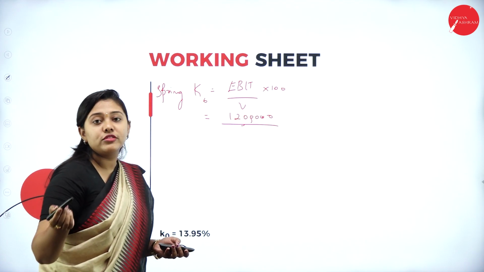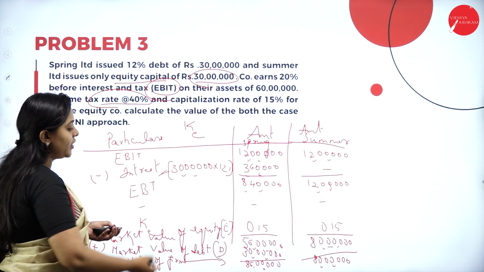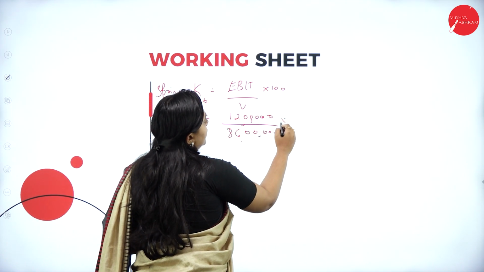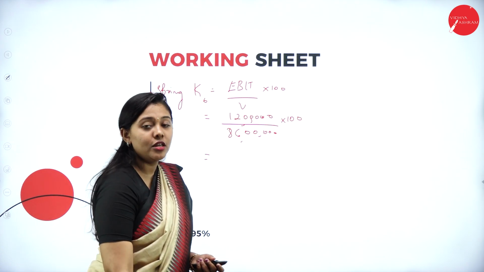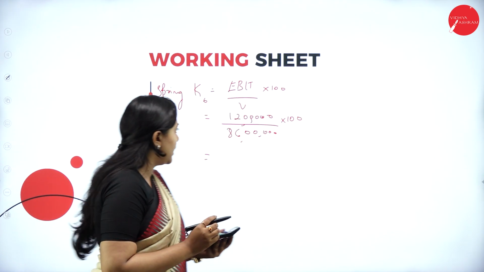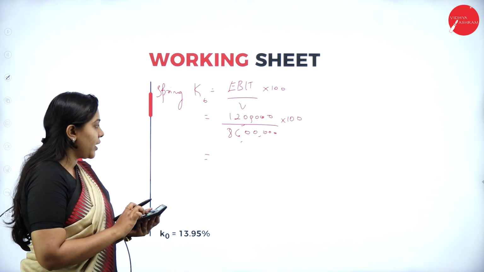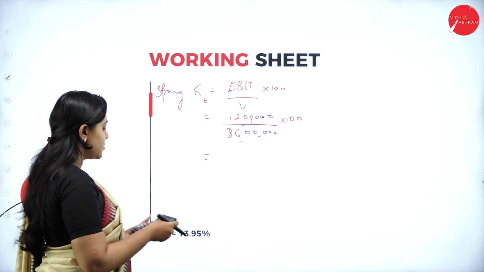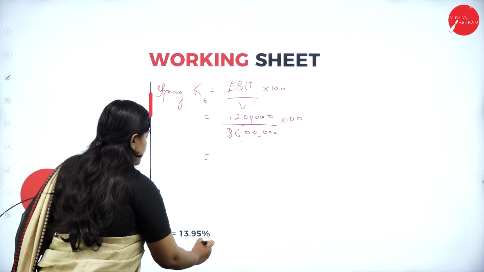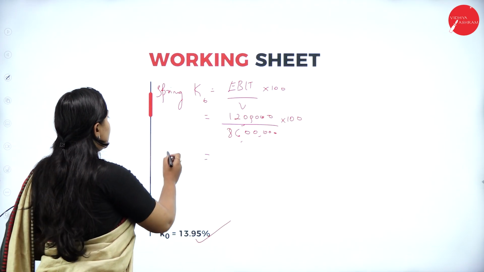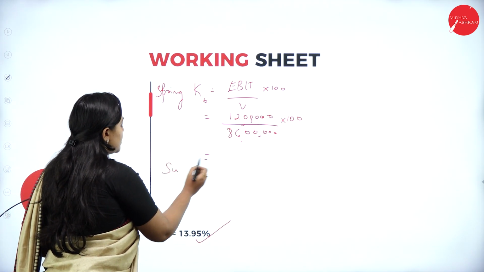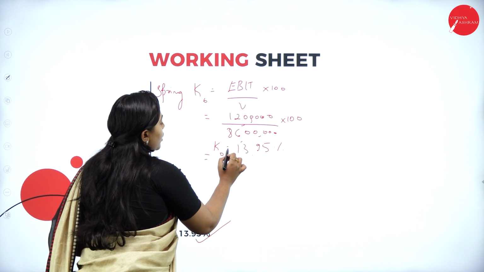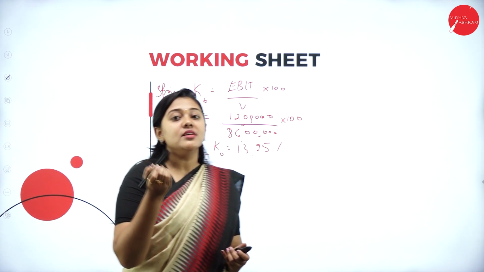What is the value of the firm, my dear students? Now we have calculated 86 lakhs. So 86 lakh into 100. If we do it, what will be the answer? Let's check it out using the calculator. So 12 lakh divided by 86 lakh into 100. If we do, the answer is 13.95%. So this is the overall capitalization rate for your Spring Limited.